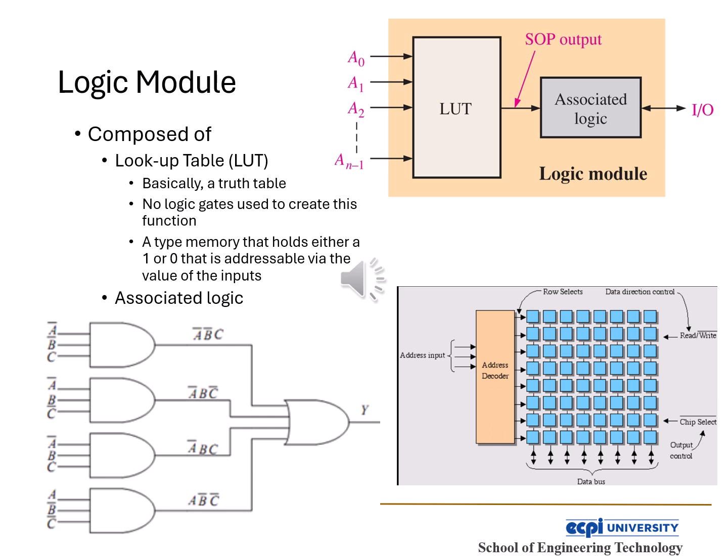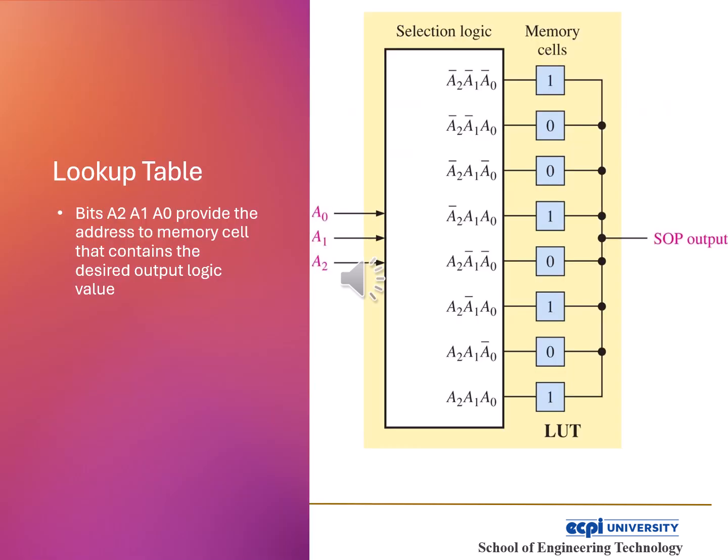Here's how it works. The input bits select a specific memory location, and the LUT spits out the corresponding logic value, elegant and effective. Add some associated logic like multiplexers, and now you can combine LUT outputs and decide dynamically which one to use. It's modular, flexible, and powerful.